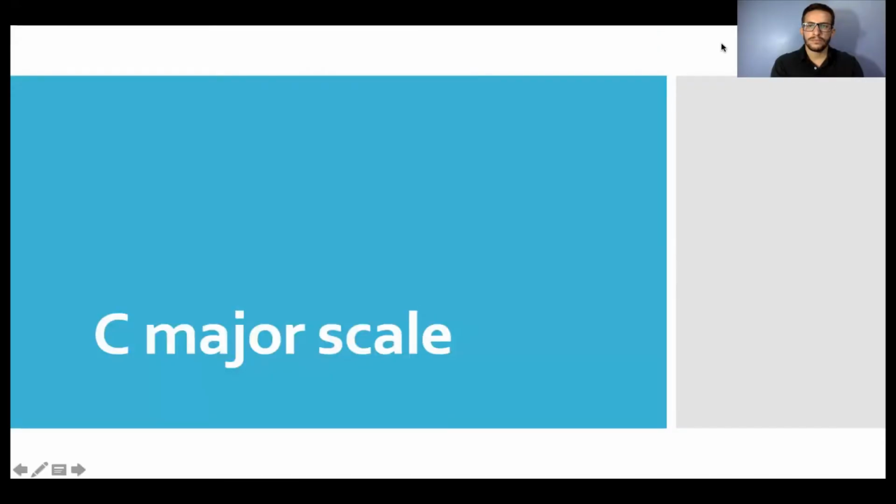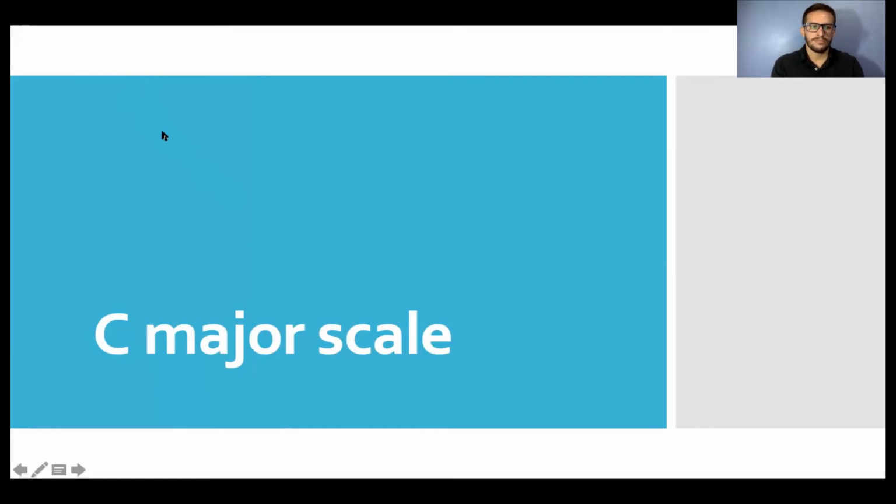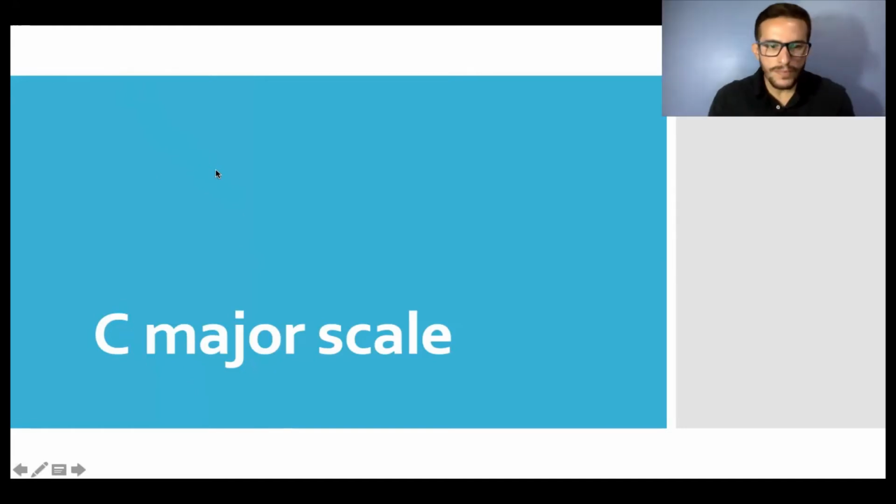Hey guys, how are you? So the next topic for this video is going to be the C major scale. Now that you know where the middle C is, we're going to see what the major scale is and what it looks like. So if you are here in the keyboard, you're going to find that you have obviously the white keys and the black keys.